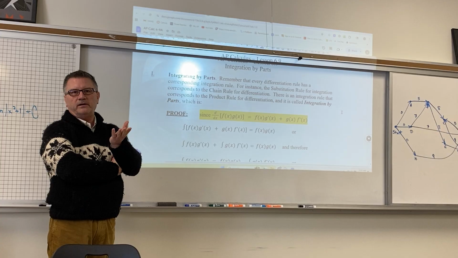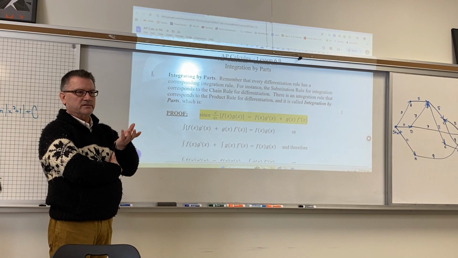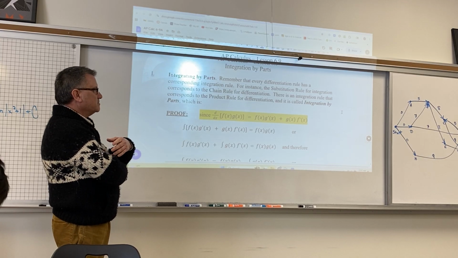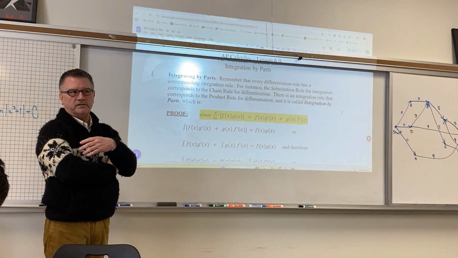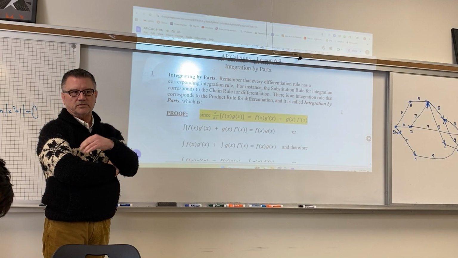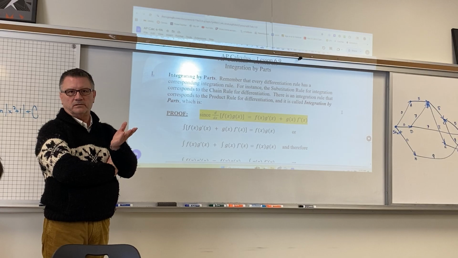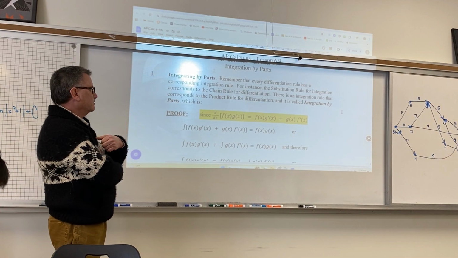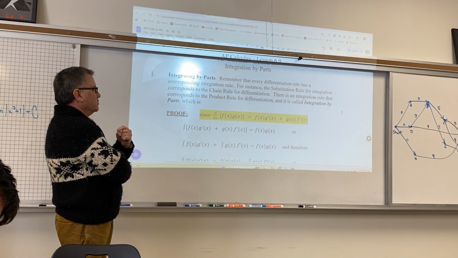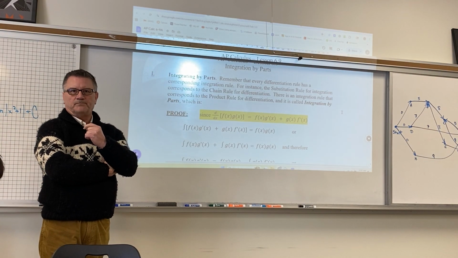But we know that every rule for derivatives, there's a counter rule for integrals, right? I can go forwards and backwards, right? And we looked at the substitution rule, and that corresponded to the chain rule when I took derivatives. So substitution, work backwards. For integrals, I could do the chain rule and work forwards. And that's a great way to check it. There is an integration rule that corresponds to the product rule.